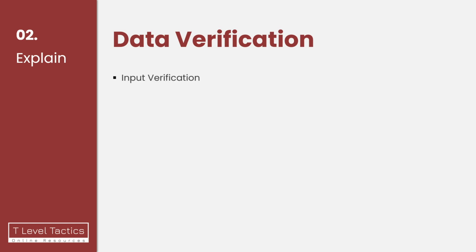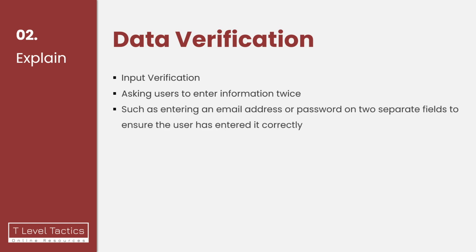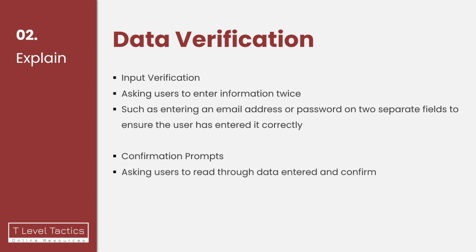Input verification could be asking a user to enter information twice, such as entering an email address or password on 2 separate fields to ensure the user has entered it correctly. And confirmation prompts could be something like asking a user to read through the data entered and confirm it. And this could be a final summary page for an application form, for example.